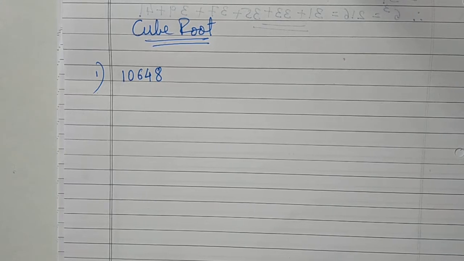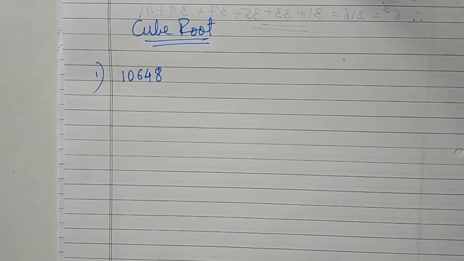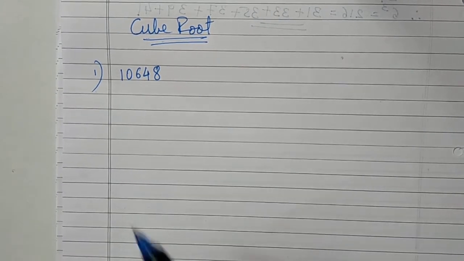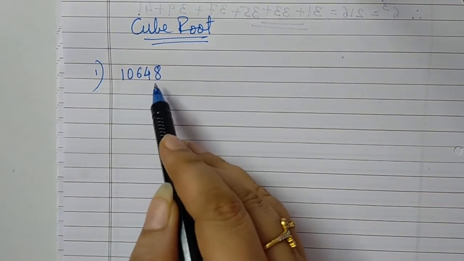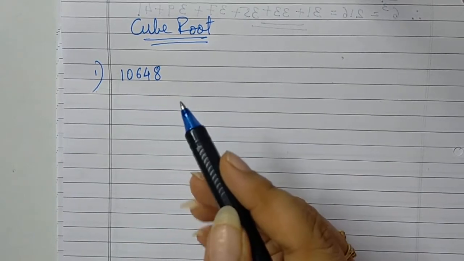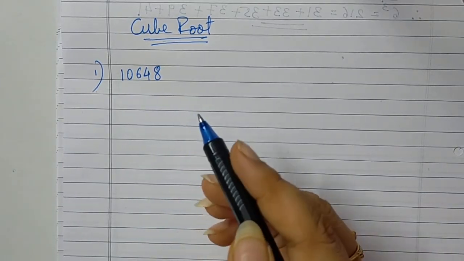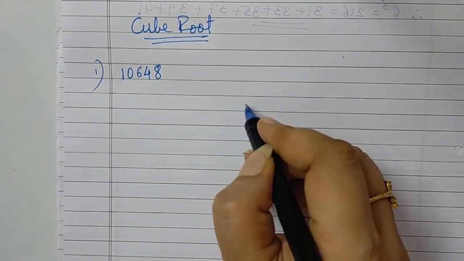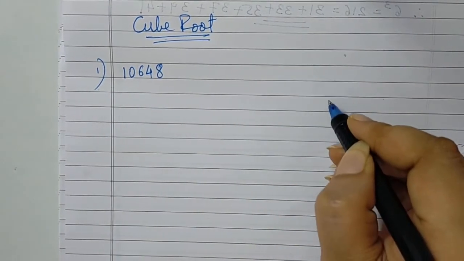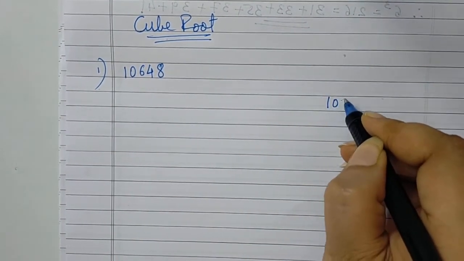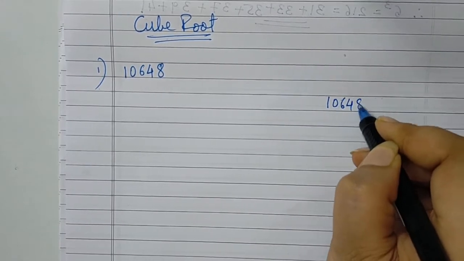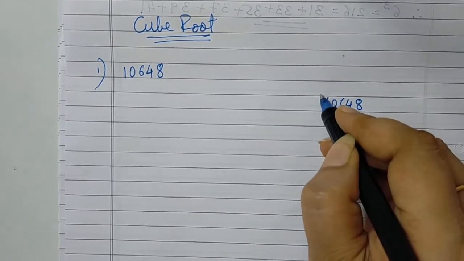Today I am going to explain how to find the cube root of a given number. I have taken, for example, 10,648. Just as we were doing in square root, we have to use the prime factorization method over here. So first of all, we will be doing prime factorization of 10,648.